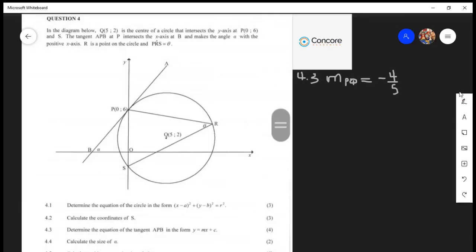Okay, so question 4.3, right? We calculated the gradient. Do we need to calculate the gradient again, or can we move on? The gradient. Okay, so the equation of the tangent, right? This question wants us to calculate the equation of the line of the tangent.